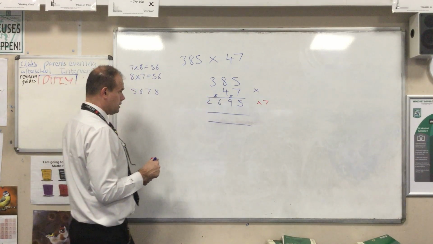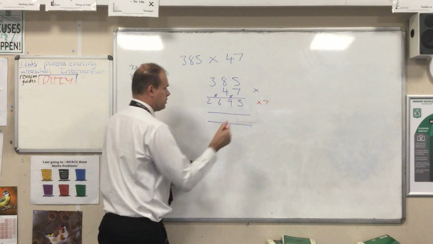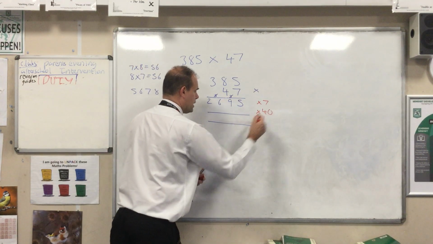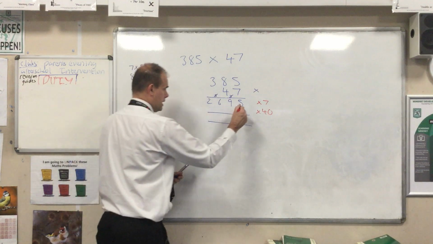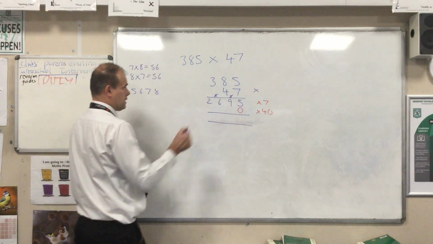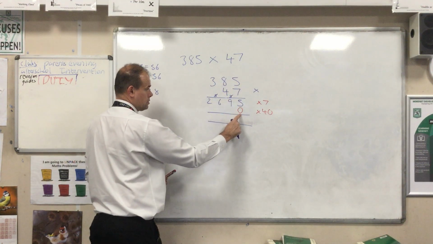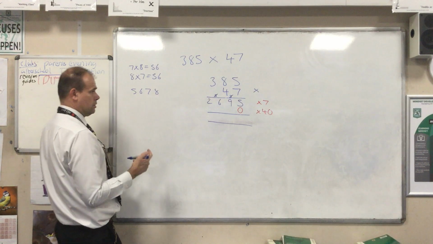Now you're going to times by this 4 here, but it isn't 4, because that's the units, that's the tens. You're actually timesing by 40. So what you cleverly do here is you stick a 0 here, and make sure your digits are in line. Okay? And now I can do 385 times 4, but I know I'm really timesing by 40 because the 0's been put on there. I've actually moved the digits across.